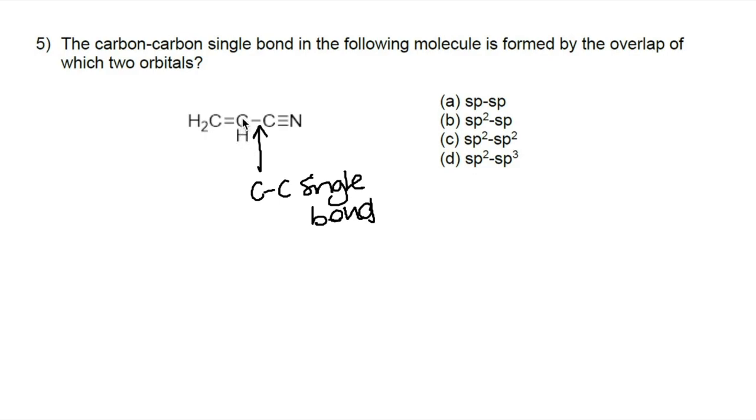So it's connected to three things, that will be sp2 hybridized. On the right side, I have a carbon connected to another carbon on one side and the nitrogen on the other side, so that will be sp, only connected to two different things. Remember, sp2 hybridized has an angle of 120 and sp hybridized has an angle of 180. So the answer for this one is going to be B, because sp2, sp.